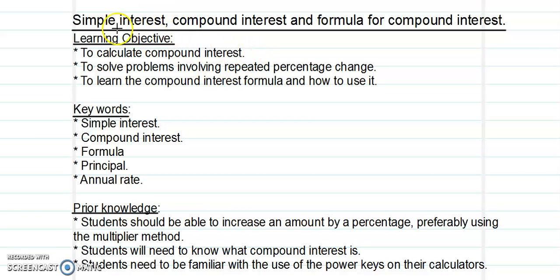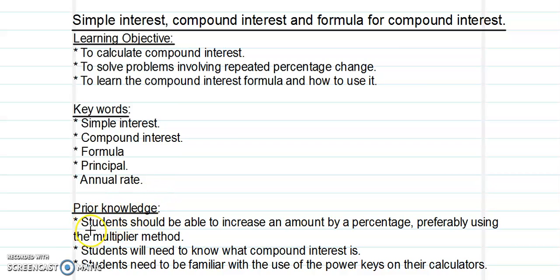In today's topic, we are looking at simple interest, compound interest, and the formula for compound interest. Our learning objectives are to calculate compound interest, to solve problems involving repeated percentage change, and to learn the compound interest formula and how to use it. The keywords we have here are simple interest, compound interest, formula, principal, annual rate.